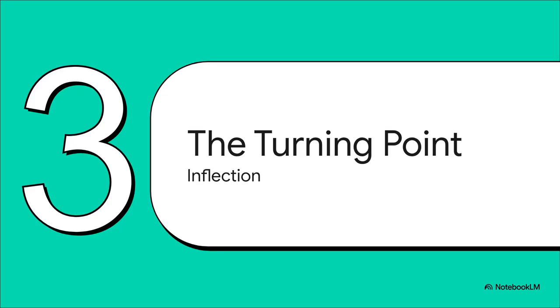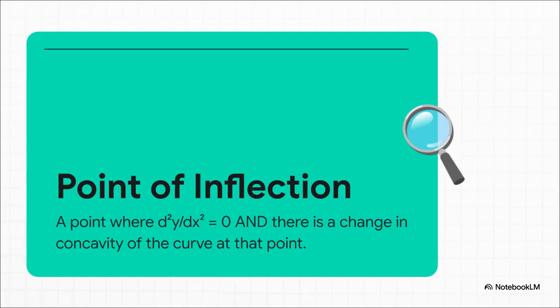Okay, so if a curve can bend up and it can bend down, it just makes sense that it could change from one to the other, right? So what do we call that exact point where the big switch happens? That special spot is called a point of inflection. And for a point to get this fancy title, it has to meet two super strict conditions. First, the second derivative has to be 0 right there. And second, this is key, the concavity has to actually change.